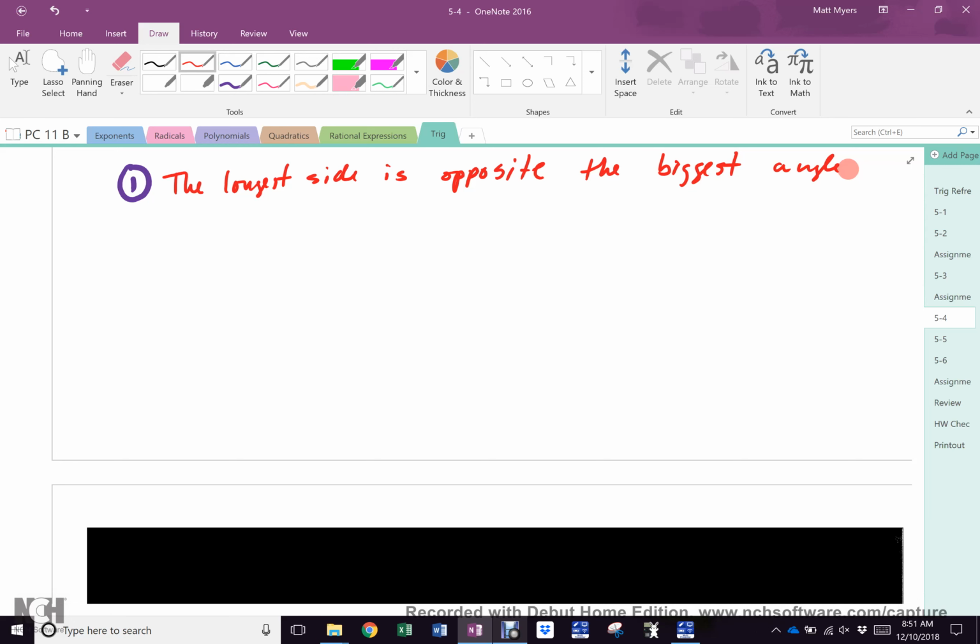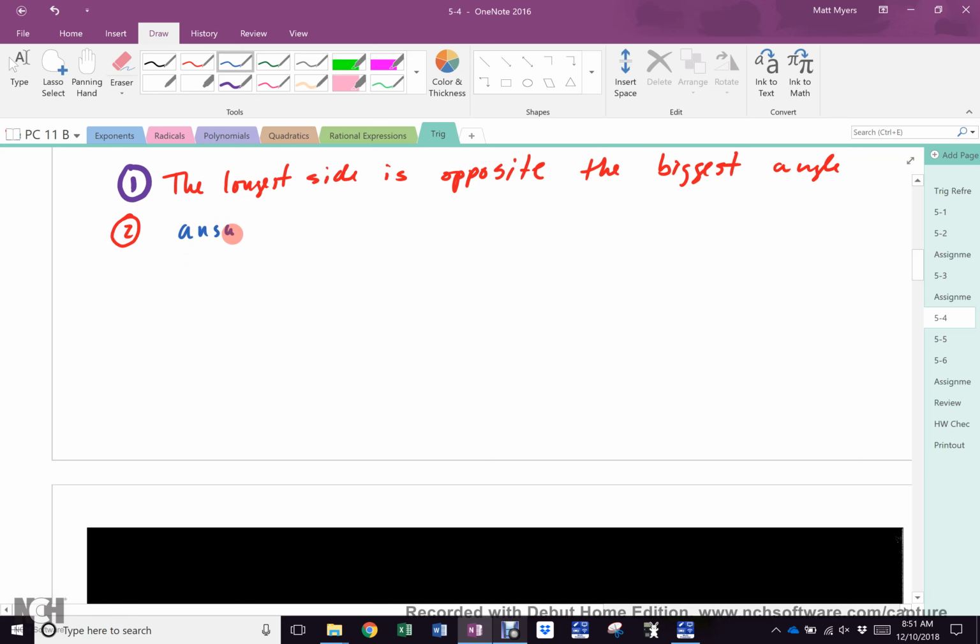Where's the shortest side? Across from the smallest angle. And the middle side is across from the middle angle, right? That's the first point that's really important. I hope she stressed it. If she didn't, I'm stressing it now. Okay? The second thing that might mess you up.